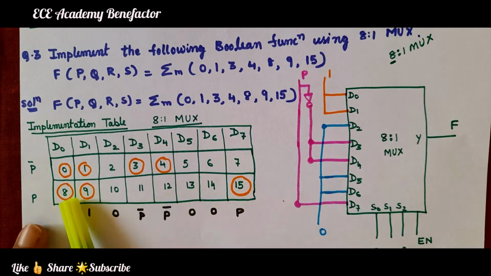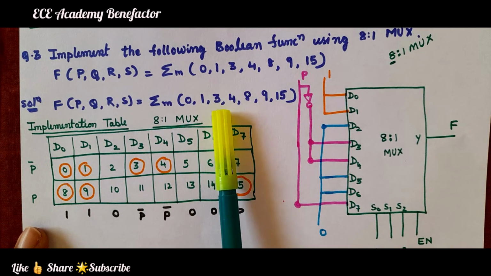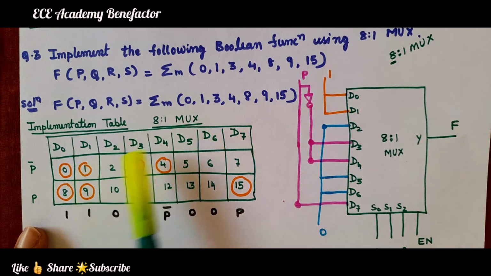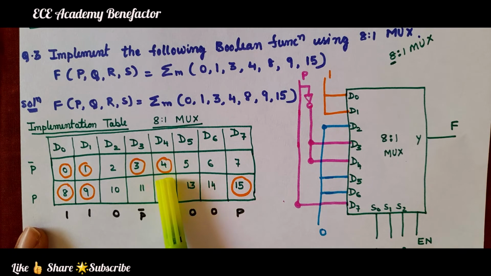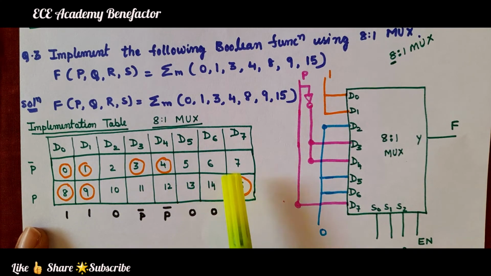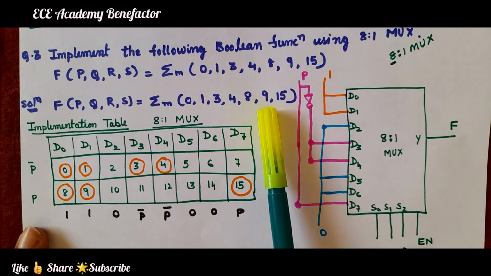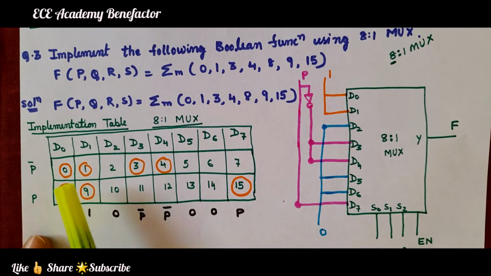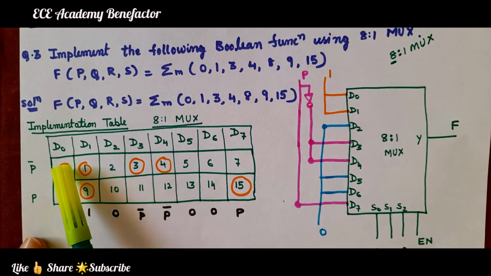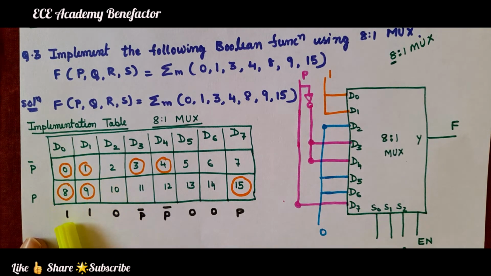Now we have to circle the numbers which are there in the list of minterms. So 0, 1, 3, 4, 8, 9, 15. These numbers are there in the list of minterms, so we have circled them. Now we have to see what the column value is. Here both numbers are circled, so it will be 1. None are circled, so its value is 0.